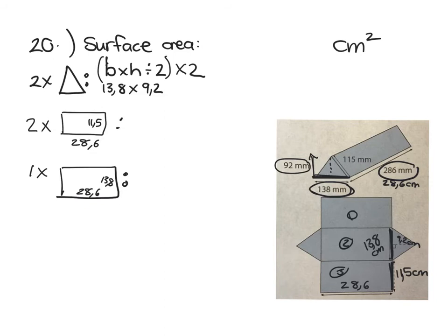I hate dividing by 2 and then timesing by 2 because it cancels each other out. It's pointless. So I'm not even going to divide by 2 and times by 2. I'm just going to say 13.8 times 9.2. 126.96 centimeters squared. That's now the area of those 2 there, that one and that one put together. Let's color code a little bit. Now I'm working out these 2.